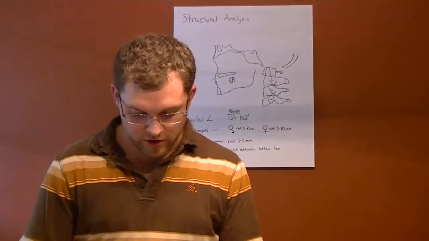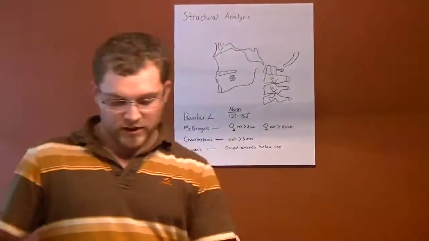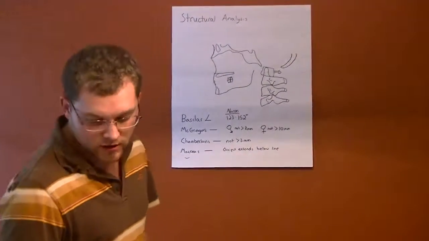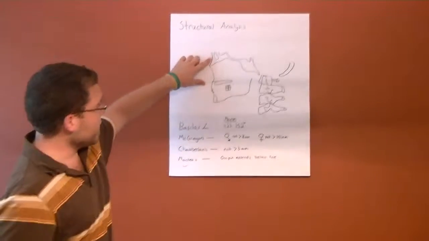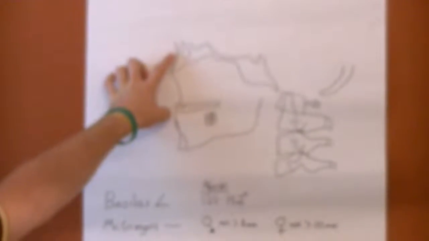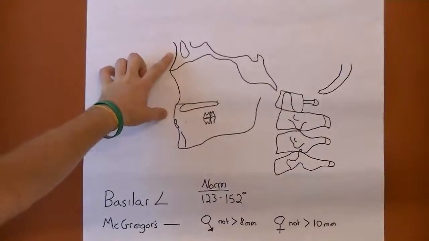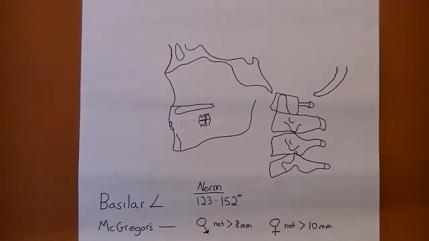Now we're going to get into the drawings. First one we discussed is the basilar angle. This is drawn from the frontal nasal junction, and if you have trouble finding this on an x-ray, it is located right next to the orbit of the eye. So we're going to draw a line from here to the middle of the sella turcica.